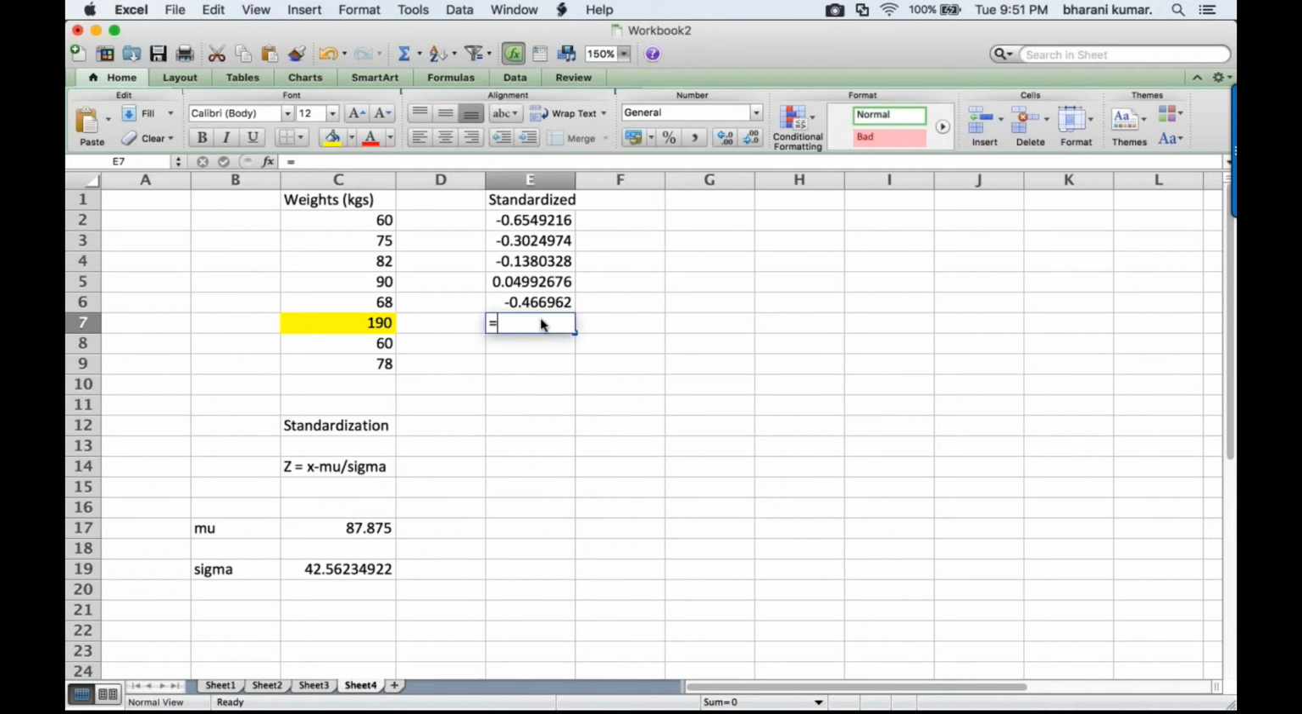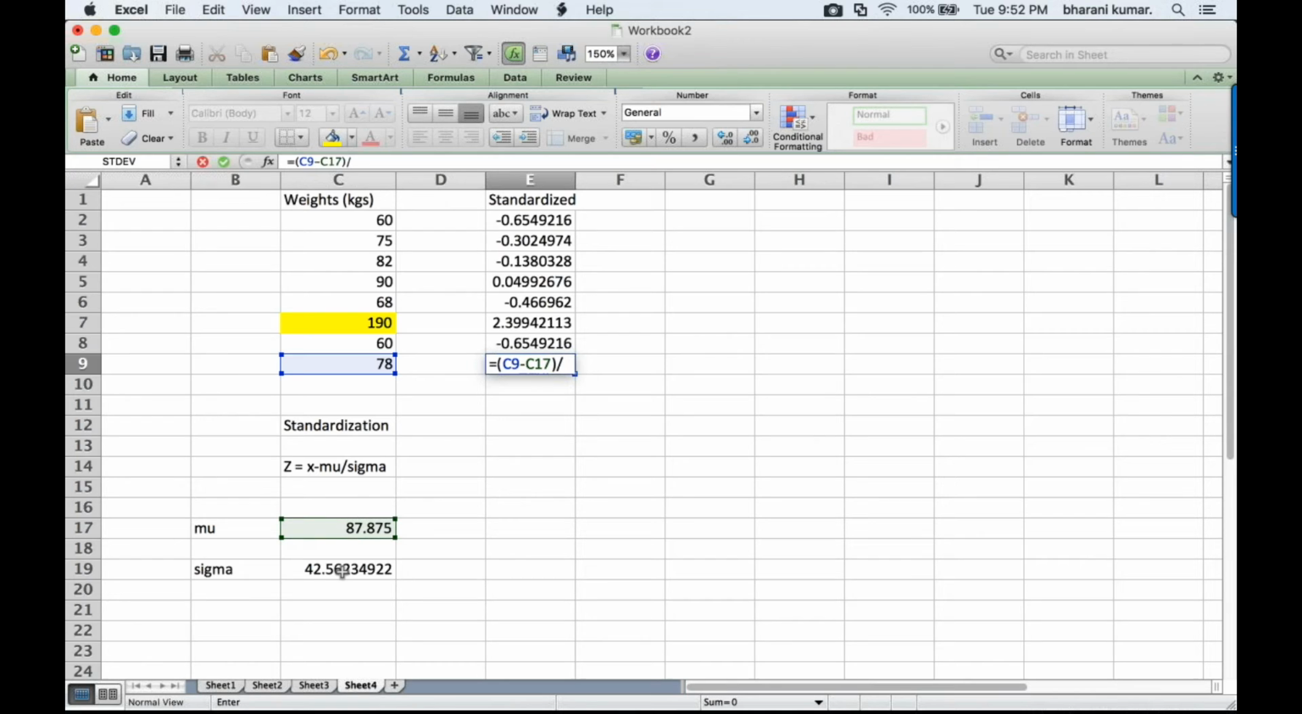So it's x minus mu divided by sigma. It is x minus mu divided by sigma. One last one: it is equal to x minus mu divided by sigma, right?